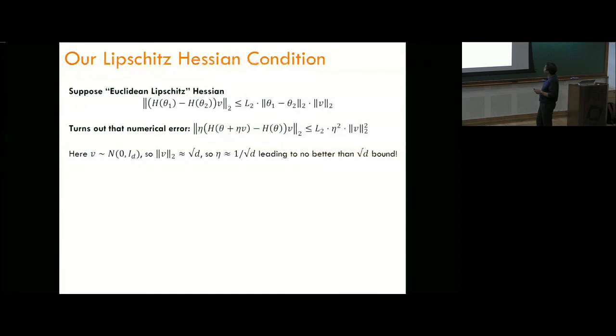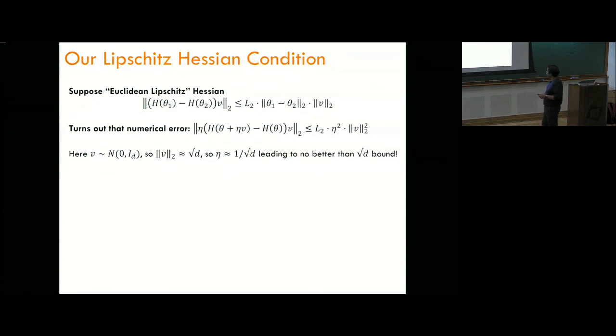And so suppose you had this property that the Hessian is Lipschitz with respect to the Euclidean norm in this precise sense. I claim that this is not going to bring you below root d. In fact, this doesn't even work for the normal Gaussian, when F is just a Gaussian. The reason is that this gives you a bound like this.